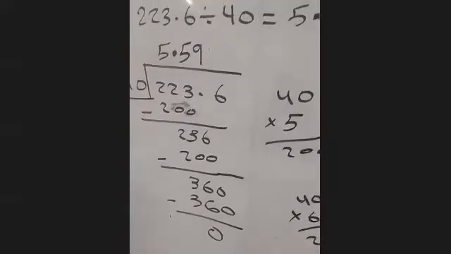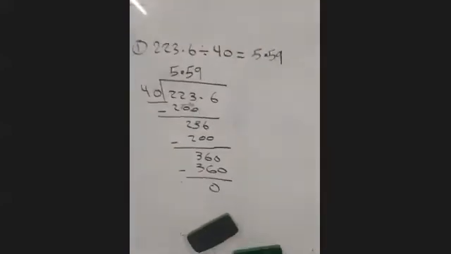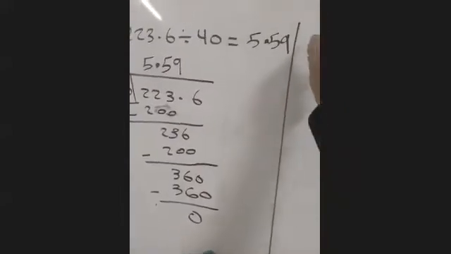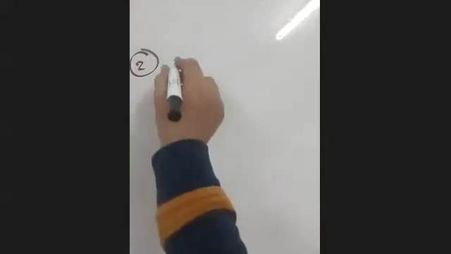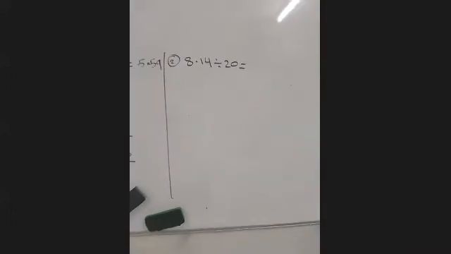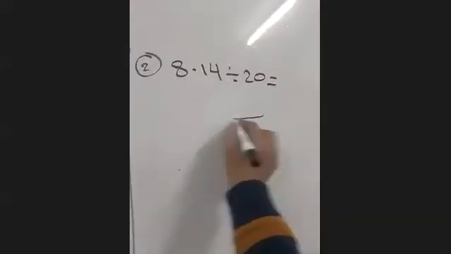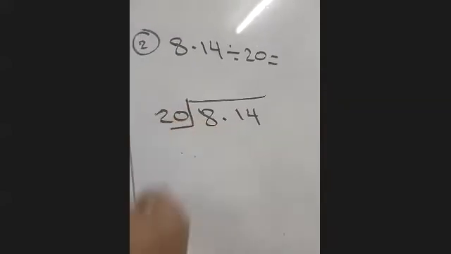Question 1, page 447, if you didn't understand it. I'll do question 2 also. Question 2 in the same page, 447. 8.14 divided by 20. It's an important question. Now let's make long division and put our numbers. Now focus here, guys, it's important.